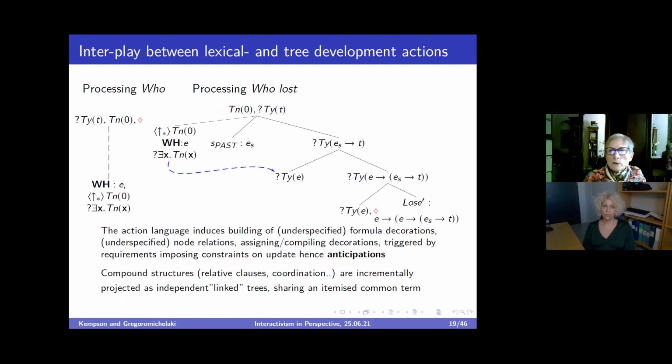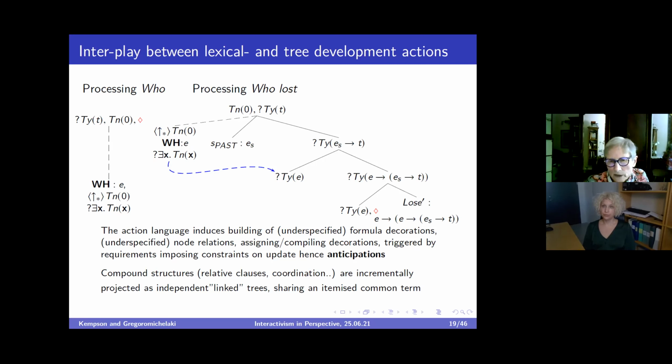And then along comes the processing of lost, which induces the whole structure it needs to reflect its adicity. And then once having done that, this being English, it fixes the WH term on this unfixed node as unifying with the subject, and then places the pointer at the object position. That's the little red thing telling you where one's got to in the process. So the overall statement is that the action language induces the building of underspecified formula decorations and underspecified relations in the trees, and then assigns and compiles these decorations. And it's all triggered by requirements imposing constraints on update.